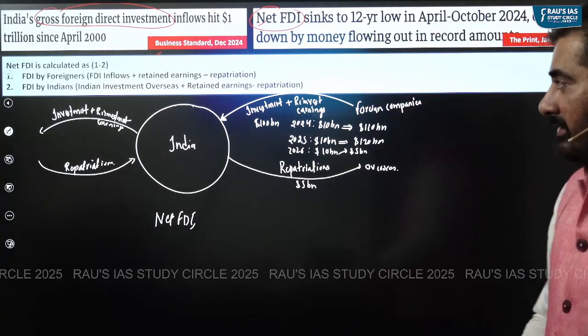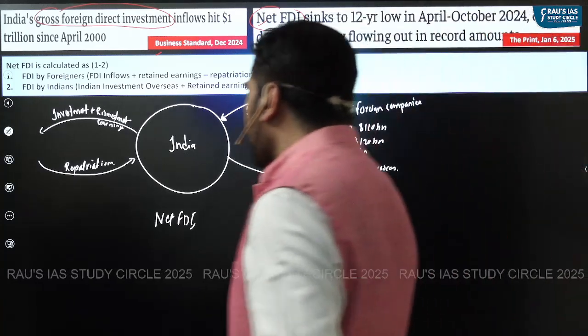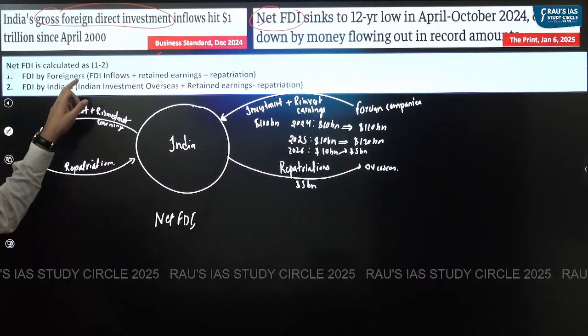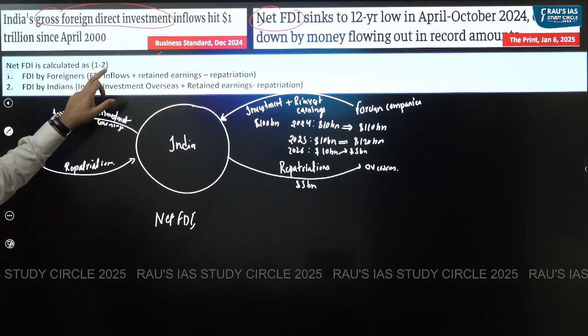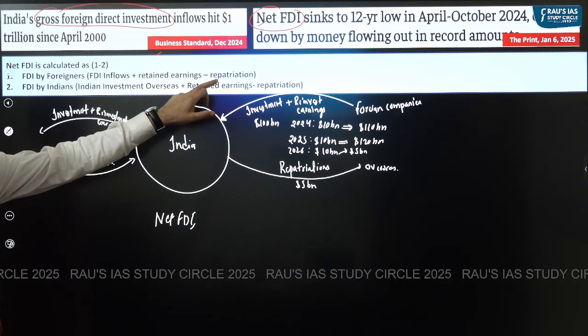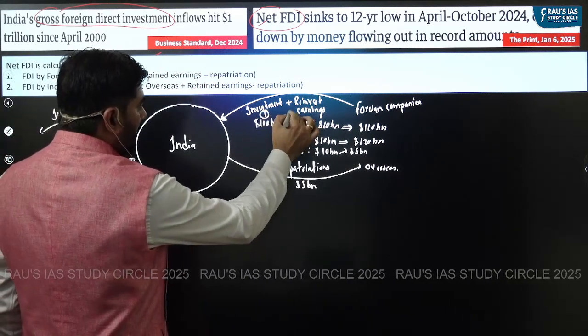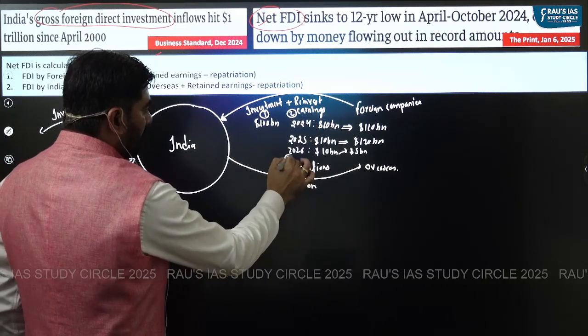Net FDI is calculated as 1 minus 2. What is 1? 1 is FDI by foreigners. And how is it calculated? FDI inflows plus retained earnings minus repatriation. So it is like saying this plus this minus this.